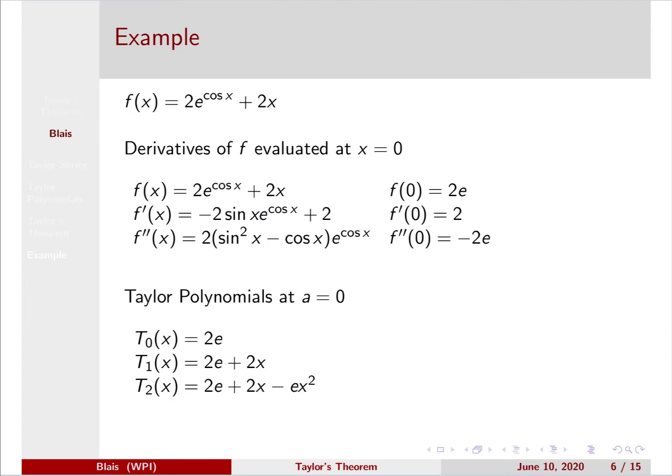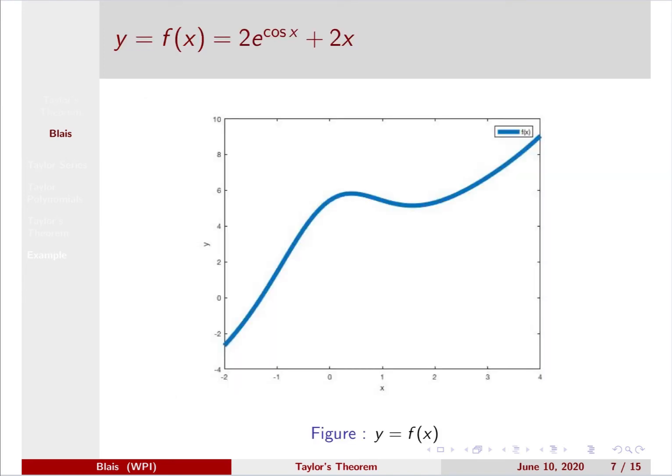We saw in the introductory lecture on this topic an example where we took a function f of x is 2e to the cosine x plus 2x, and we constructed the first three Taylor polynomials at a equals 0, sometimes called the Maclaurin polynomials, and we got the following results. And the reason we are revisiting this example is to look at the graphs.